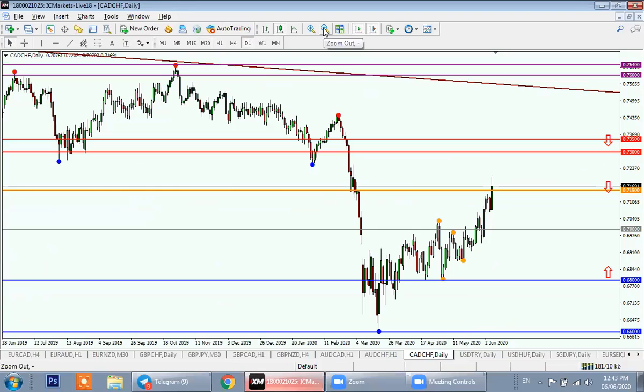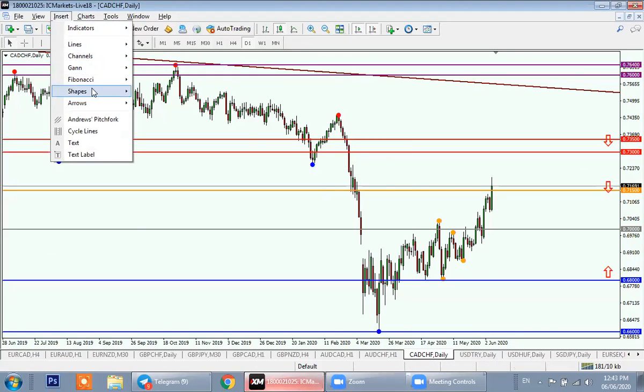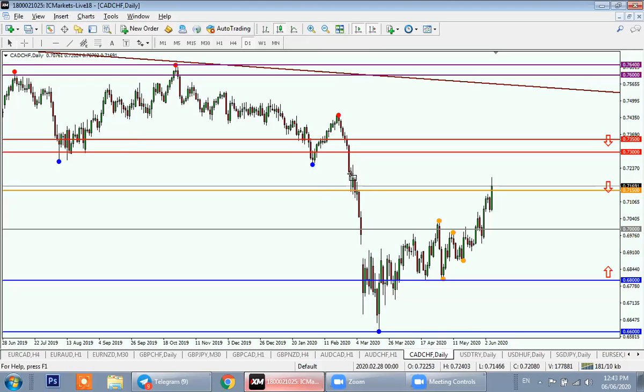Here's the view from daily. From all this movement downwards, the only green candles are these ones here. So this area here can act as a strong supply zone, as it's the only green candle inside this big movement downside. So price is currently sitting around a strong supply and resistance as well.